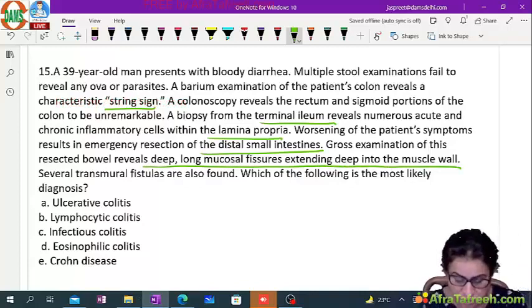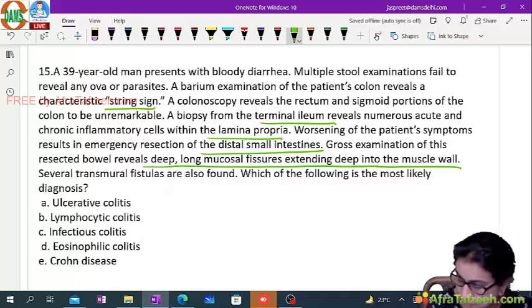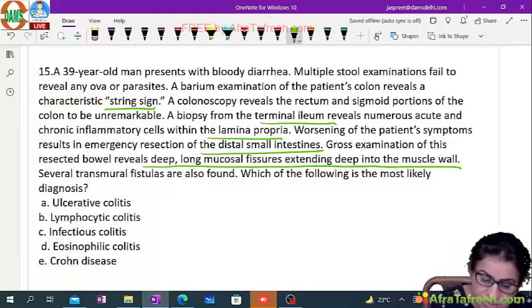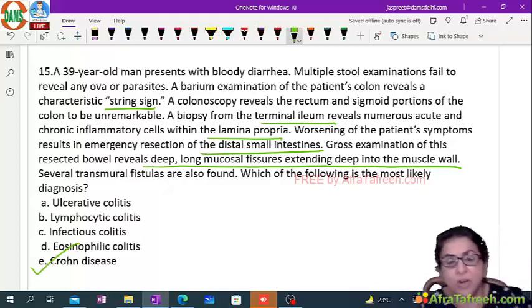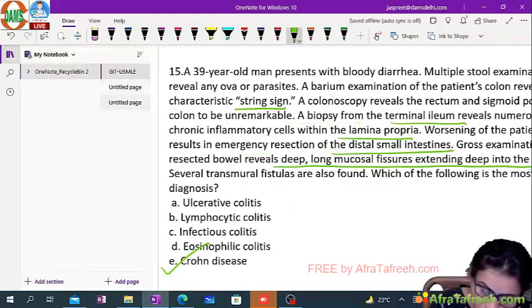Yes, Abhinav, you are also correct. Now tell me the answer to this question. Absolutely, Akanksha, Ayush, Abhay, all are right. So this is the story of Crohn's disease.